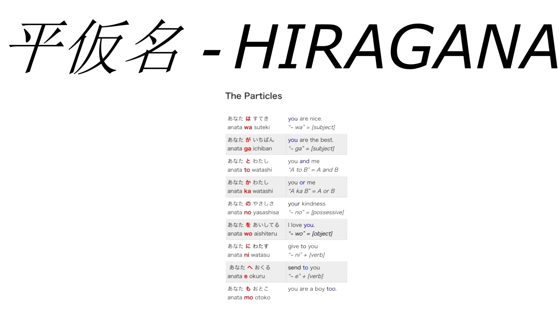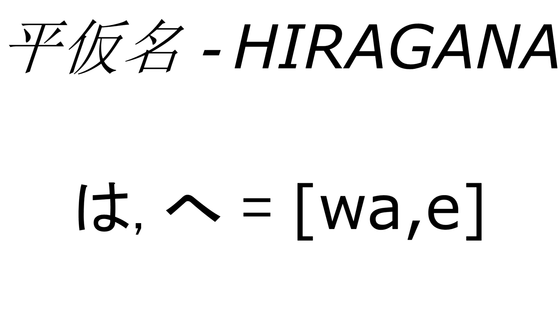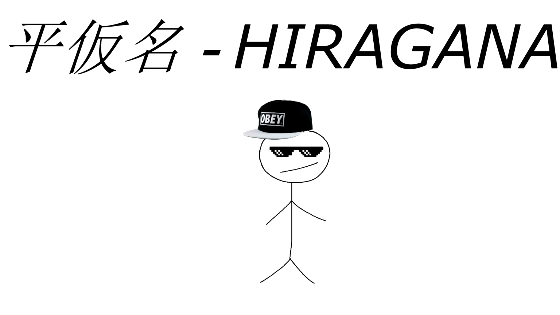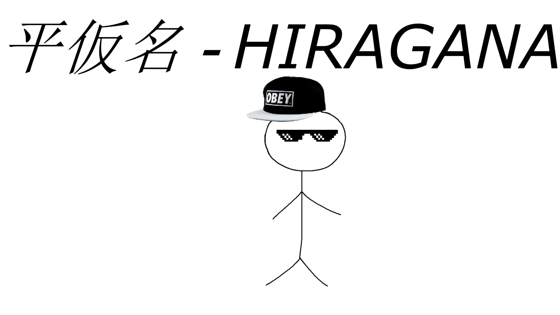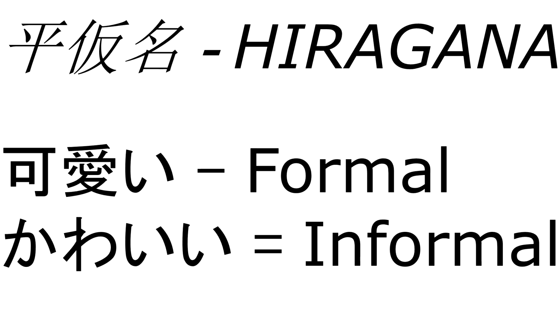Hiragana is also used for grammatical particles and auxiliary verbs, the ancillary parts of speech. On this note, when used as particles, the ha and he kana are read wa and e. Some words are usually written out in hiragana to give them a more informal tone. Writing them out in kanji would make them more formal. One such word is kawaii.